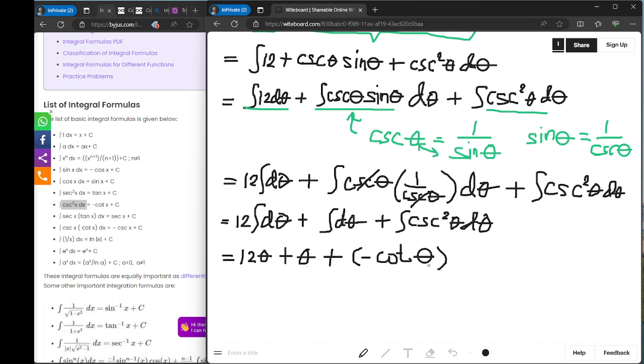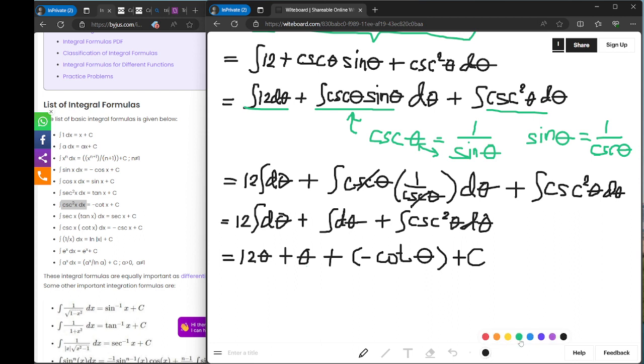We use theta here because theta is given, it's the variable. In the example formula, it's x. So it depends on what variable is given. And please do not forget to write plus c, plus any constant value.